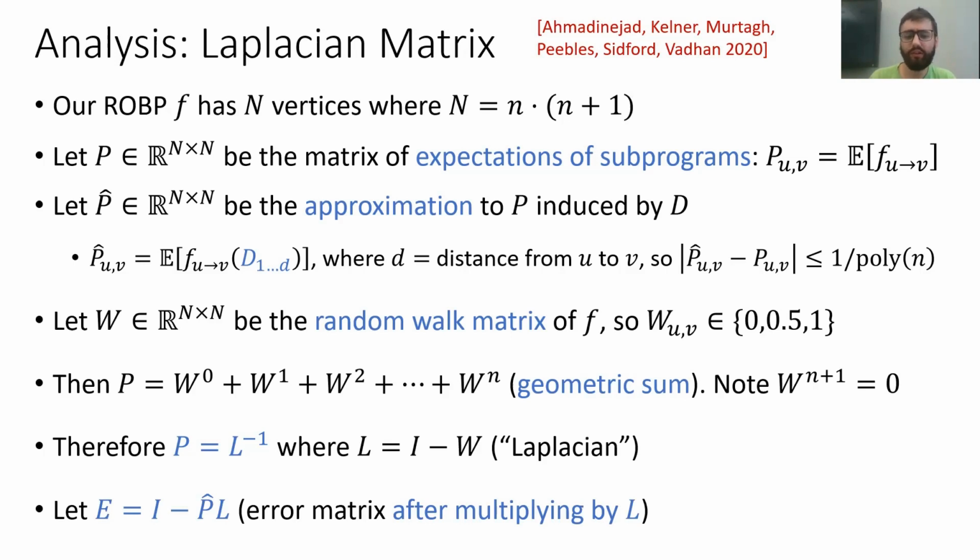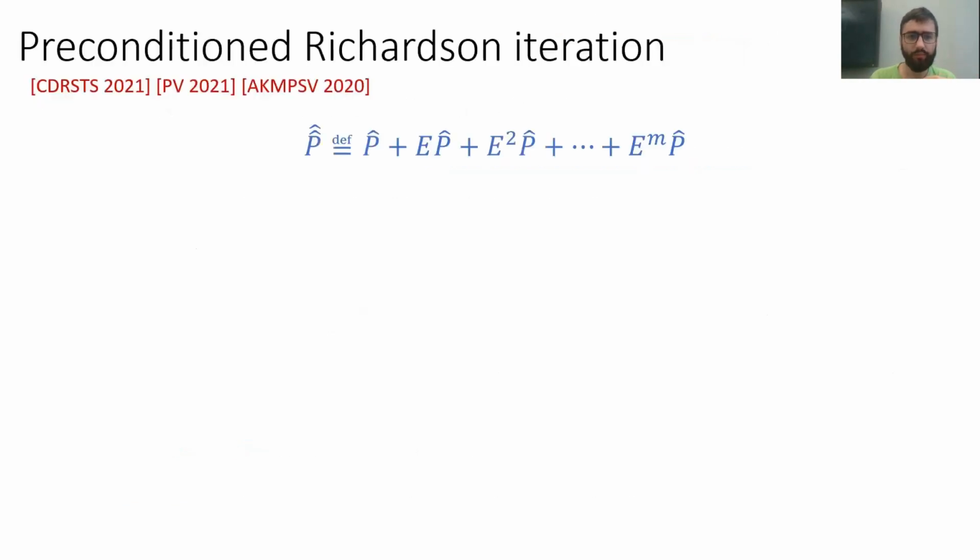This error matrix E turns out to be the key to analyzing the pseudo distribution D prime that I defined previously. Here's how it works. We define a new matrix, P double hat. It's going to be a new approximation matrix to P. We define it by this formula that says it's P hat plus a bunch of correction terms. The correction terms are the powers of E up to E to the M times P hat. Now, if you just work through the definitions, you can show that this matrix P double hat contains, as one of its entries, this pseudo expectation of our branching program under our pseudo distribution D prime.